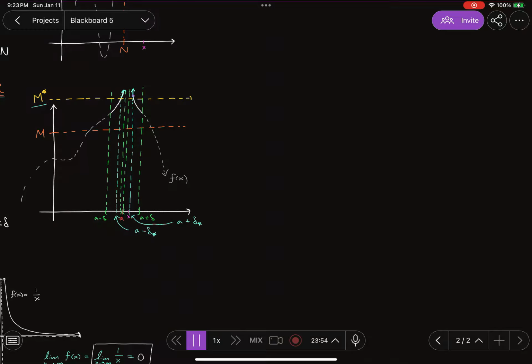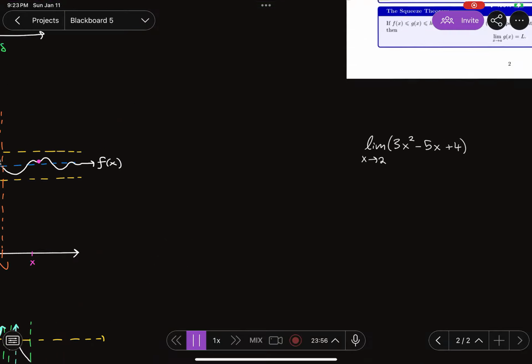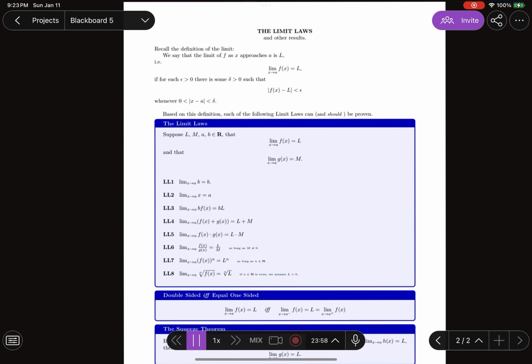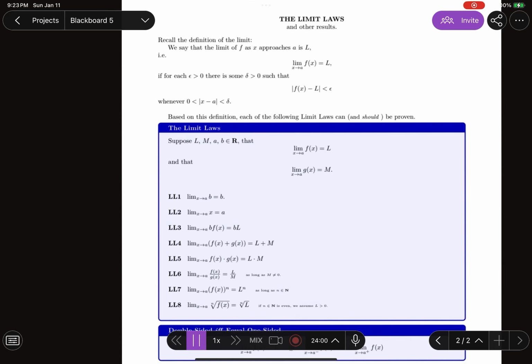I created a PDF for you guys called The Limit Laws. Really, really important. Go to Canvas. There's a module either named Important Results or Results of Calculus or something like this. And somewhere in there, you will see a PDF called Results of Calculus. Open that up. Keep that with you right next to you while you are watching this video, because the rest of this video will be referring to this throughout.